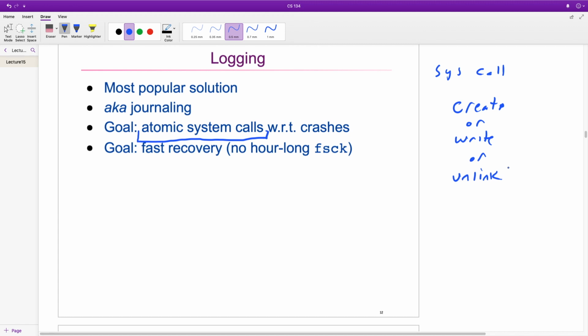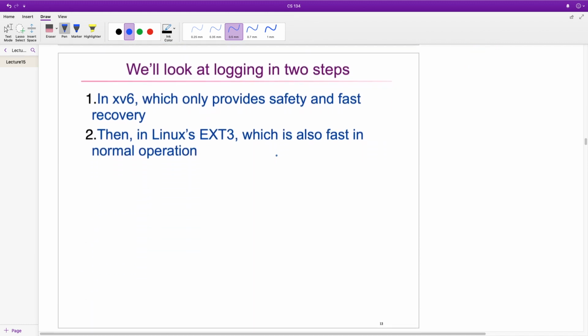And we'd like fast recovery. We don't have an hour long, which is actually underestimating, no, multi-hour long fsck case. So we're going to look at two different things. Today we're going to look at XV6 and how XV6 does logging. And then on Wednesday we're going to look at Linux at the ext3 file system, which was basically just an existing file system, ext2, with logging on top of that.